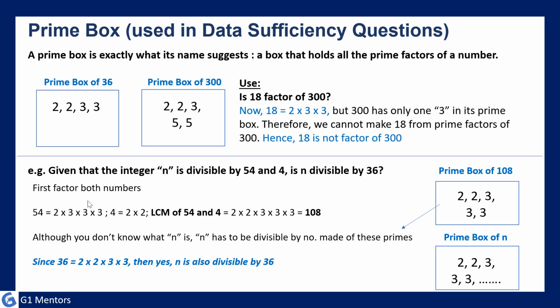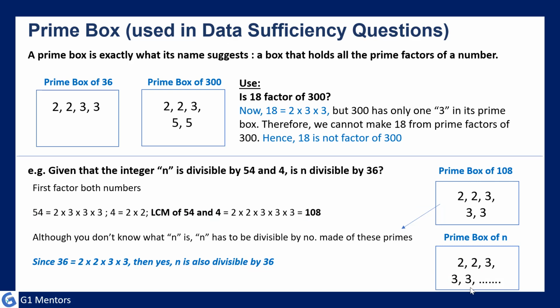To summarize, first factor both the numbers, like I have factored 54 and 4. Then find the LCM of 54 and 4, 108. So we get the prime box of 108, which contains 2, 2, 3, 3, 3. Then the prime box of n will definitely contain these factors plus some other factors. Since 36 requires 2 2's and 2 3's, and it is also available in the prime box of n, hence n is also divisible by 36.